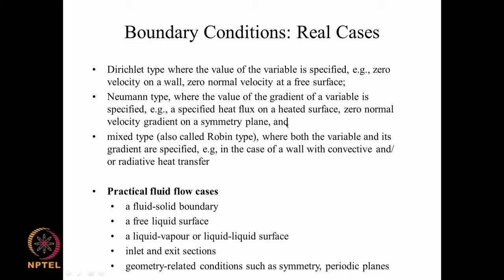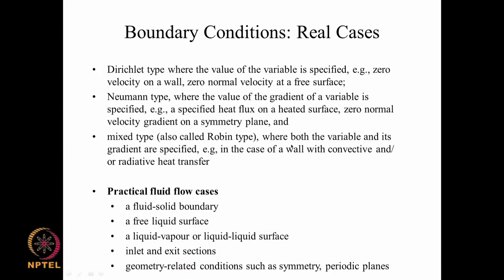For example, a specified heat flux on a heated surface, or zero normal velocity gradient on a symmetry plane. So you are saying that ∂φ/∂n equals 0, or −k ∂T/∂n, which is the heat flux, is equal to some value, say 100,000 watts per meter square. This is a condition where you are imposing directly on the gradient value that the solution can take. Minus k dT/dy equal to 1000 means that k is a given material property, so that fixes the value of ∂T/∂y there.